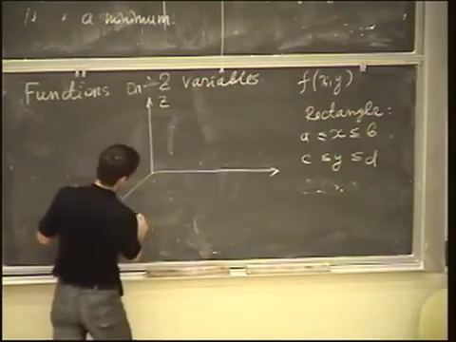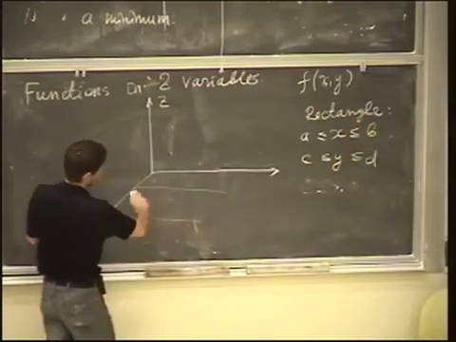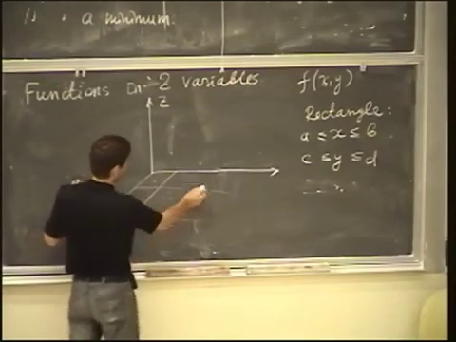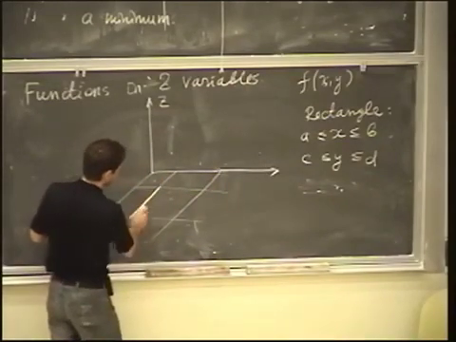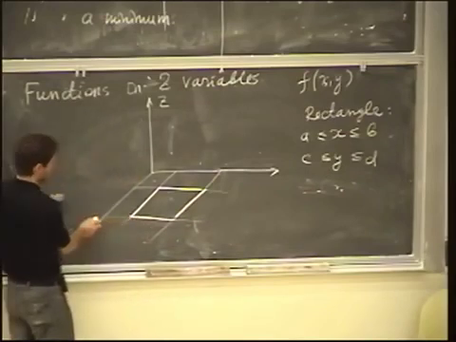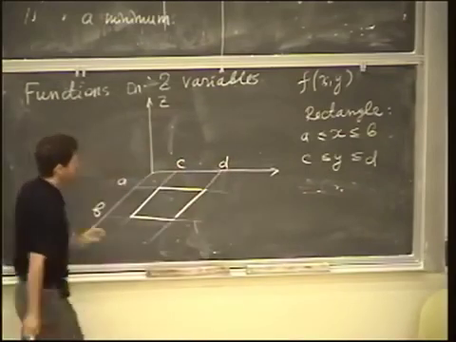So let me draw it. So let's say this is x equals a, this is x equals b, and then this will be y equals c and y equals d. So I'm talking about this rectangle. So this is a, this is b, this is c, and this is d, right? I'm talking about this rectangle.